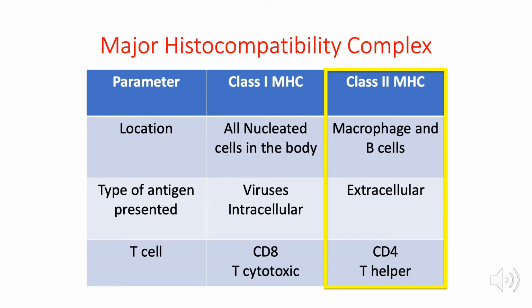And a T cell that can recognize class 2 is a T cell that must have the CD4 marker on its surface. And the T cell with the CD4 marker is T helper. Extracellular antigens are presented using class 2 and they are recognized by a CD4 positive T cell, and that is the T helper cell.